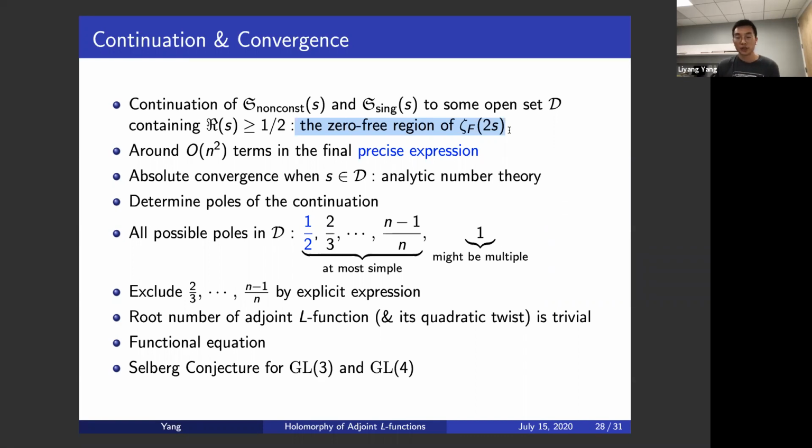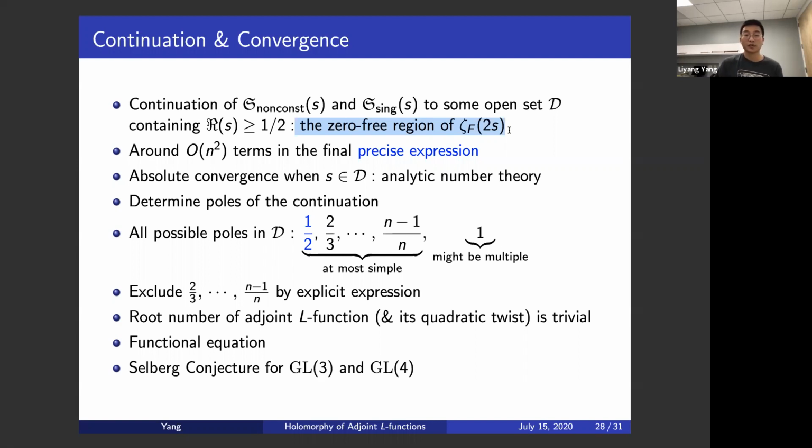So what we will do is use techniques from analytic number theory to give estimates of these integrals. And we will bound these integrals by their counterparts, but with s large enough. So we can again use Arthur's truncation to show the absolute convergence. And that's how we prove absolute convergence of these integrals in the region D.